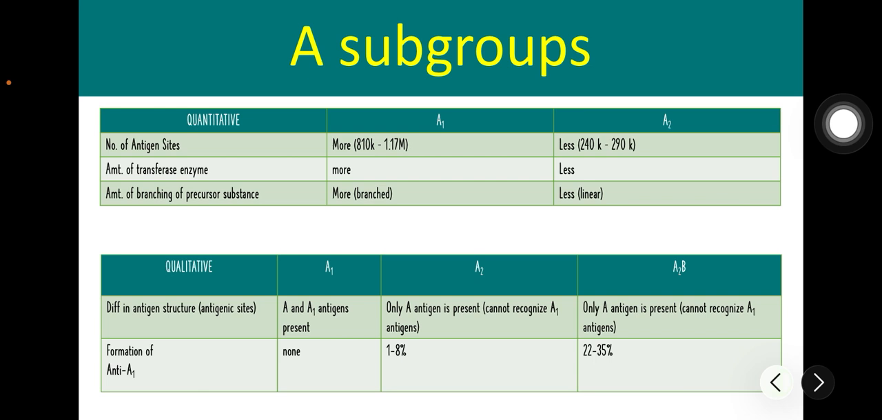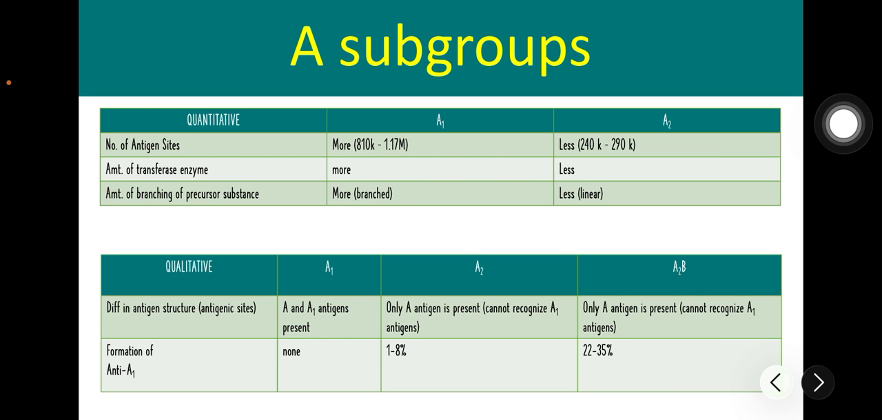So their cells will have the maximum number of A antigens and will clump with anti-A1 lectin. So if an individual inherits the A2 gene and lacks the A1 gene, he or she will have the following genotypes: A2A2 or A2O. So their cells have fewer A antigens and will not clump with anti-A1 lectin.